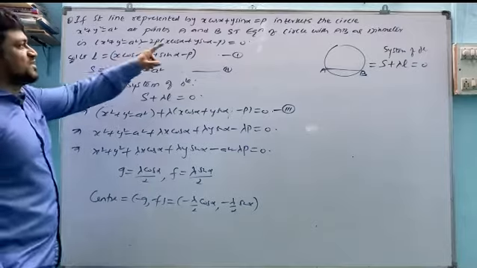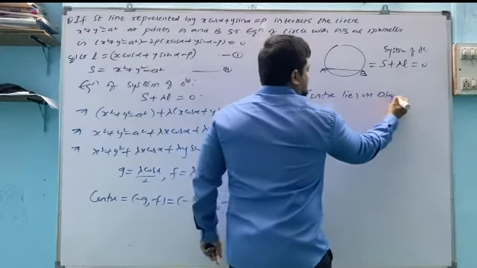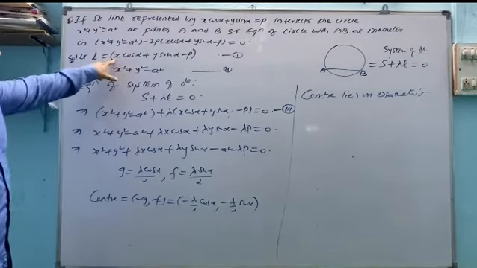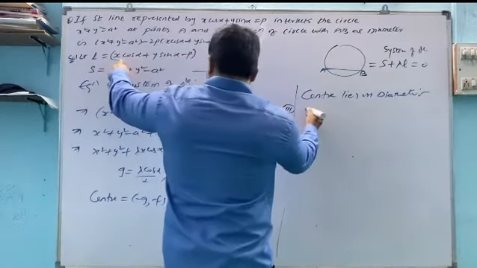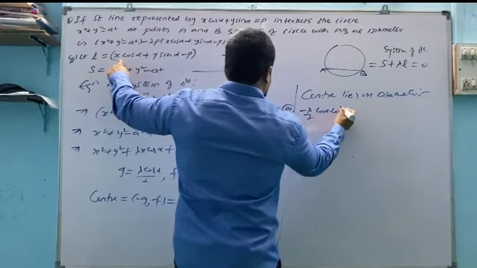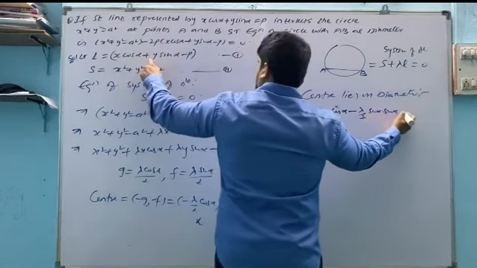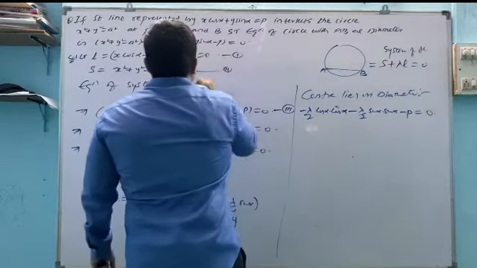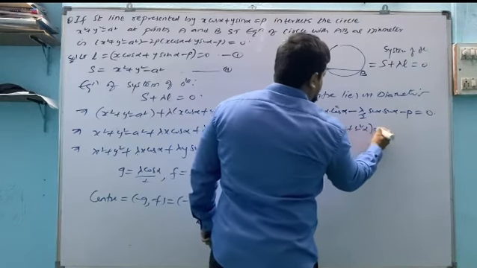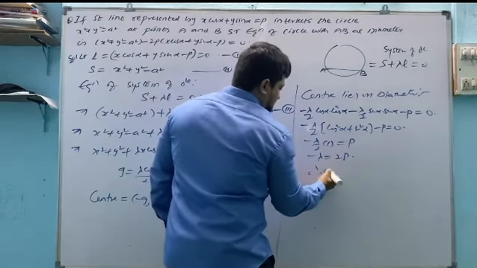Then what we have to do is prove that the circle has AB as diameter. We have to write that the center lies on the diameter. So center lies on the diameter means what? Whatever line they have given, the diameter is this line. So we have to substitute the center in this. x cos alpha, the x value is this one, minus lambda by 2 cos alpha into cos alpha, plus y sin alpha, minus lambda by 2 sin alpha into sin alpha, minus p equals 0. Now what we have: minus lambda by 2 common, cos square alpha plus sin square alpha, minus p equal to 0. Minus lambda by 2 into 1 is equal to p, minus lambda is equal to 2p, therefore lambda is equal to minus 2p.